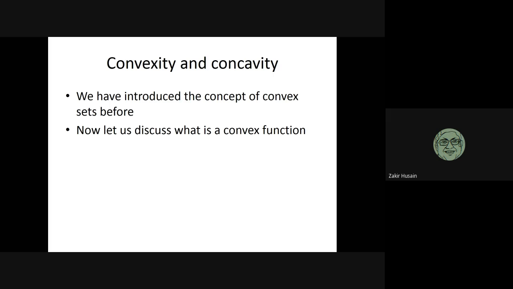In the last class, towards the end, we had introduced the concept of convexity and concavity. When we are talking about convexity and concavity, we can use the term to refer to two things. One is sets, the other is a function. So we can talk about convex sets, concave sets. We can also talk about convex functions and concave functions.